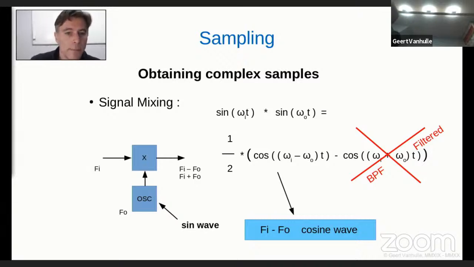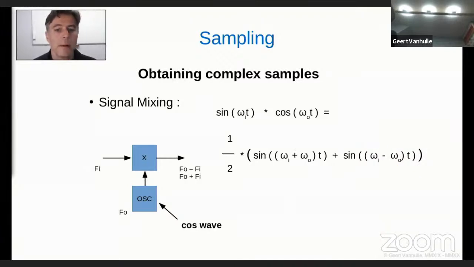Now, if I would mix, instead of a sine wave, my input signal with a cosine wave, I would get the mathematical multiplication of a sine wave of the rotating angle of the input frequency with the cosine function of the rotating angle of the local oscillator, which gives me 1/2 of the amplitude of the sine of the addition of the rotating angles plus the sine function of the difference between the rotating angles of the two signals.